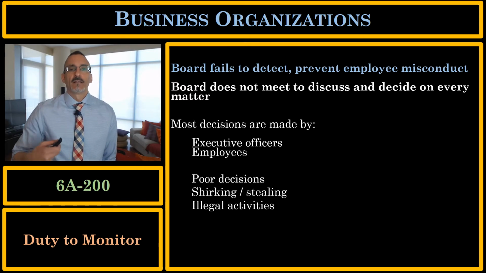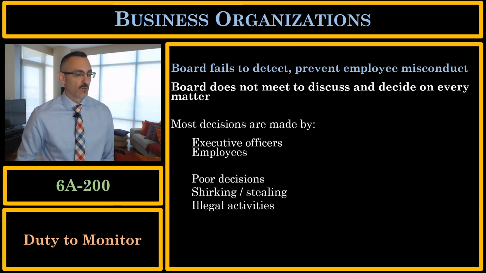Now, when the executive officers and the employees of the corporation are responsible for making decisions and acting on behalf of the corporation, we are necessarily going to be worried about the executive officers or the employees making poor decisions, or whether they are using their authority to benefit themselves at the expense of the corporation through shirking or stealing. Or maybe the employees are engaged in some sort of illegal activity.